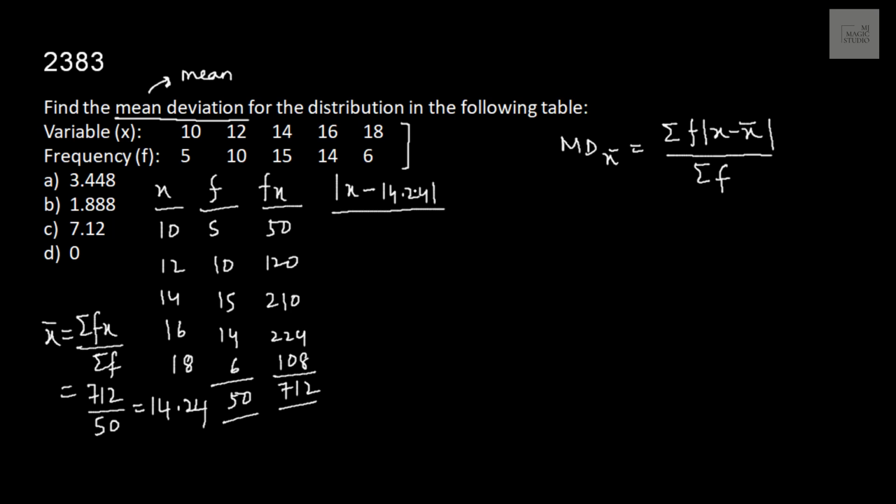10 minus 14.24, but mod value, that will be 4.24. 12 minus this, 2.24. 14 minus 14.24, 0.24. 16 minus 14.24, 1.76. And 18 minus 14.24 would be 3.76. Next step, we will multiply this whole lot with frequency, that is f into mod x minus x bar.